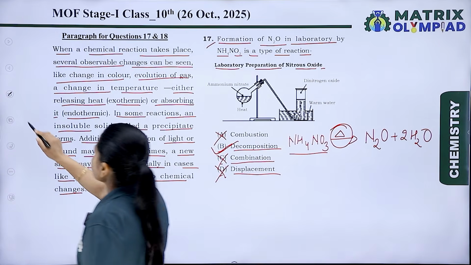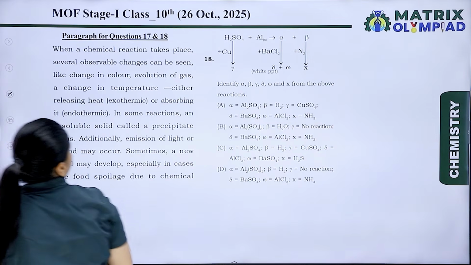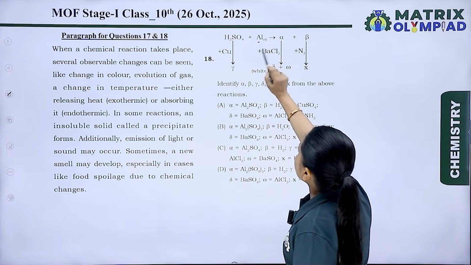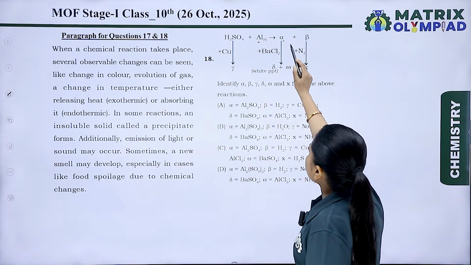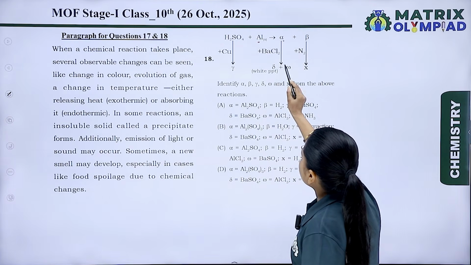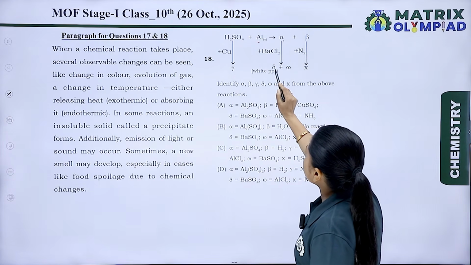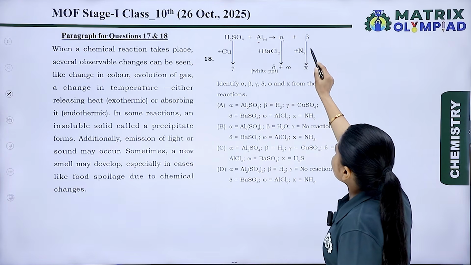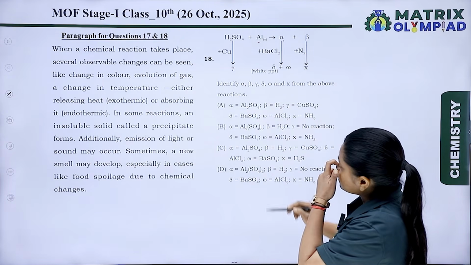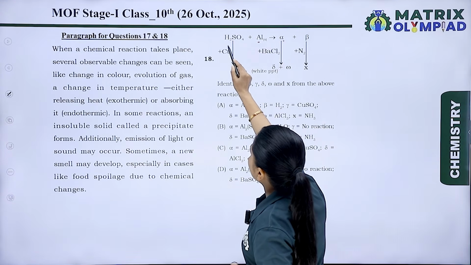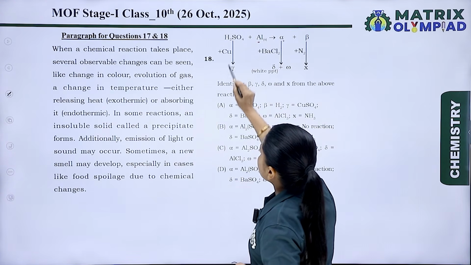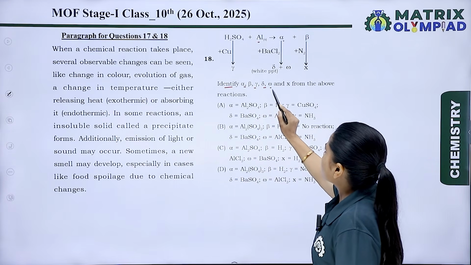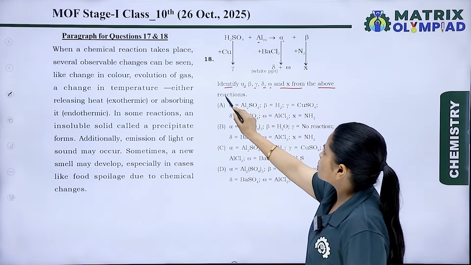Now the next question is, here H2SO4 plus aluminium gives alpha and beta, and alpha reacted with barium chloride to give delta and omega. Here white precipitate of delta is seen. Beta reacted with nitrogen, then gives X. Again here H2SO4 reacted with copper, then gamma is formed. Identify alpha, beta, gamma, delta, omega and X from the above reactions.